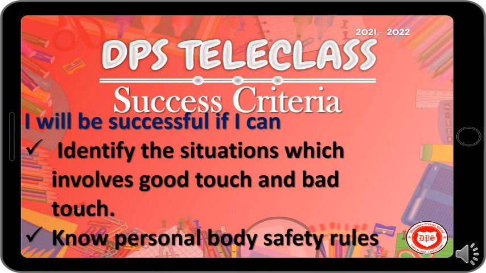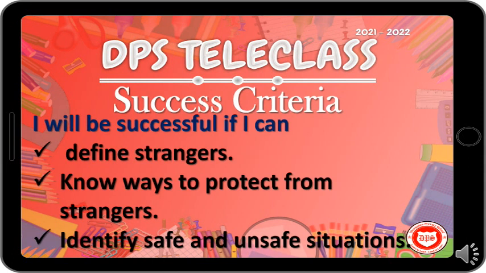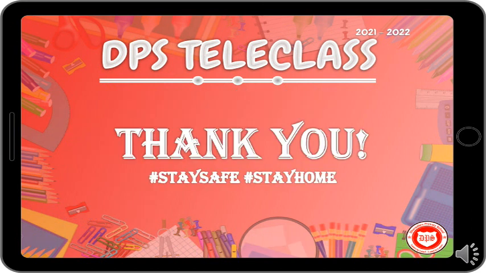Before we end our lesson, we will look at the success criteria again. So you have to be identifying the situations which involves good touch and bad touch, and you should know personal body safety rules, and you have to define strangers. That means you should know who is a stranger, and you have to know ways to protect from strangers.